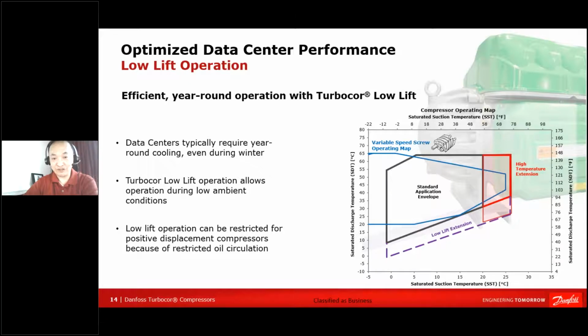For that very reason, you can see at the bottom of the operating map we have what we call a low lift operating region. That enables our compressors to be used even during cold ambient conditions or low lift operating conditions, where we can operate at a lift as low as 1.0, which is well beyond the limit of most traditional oiled screw compressors.